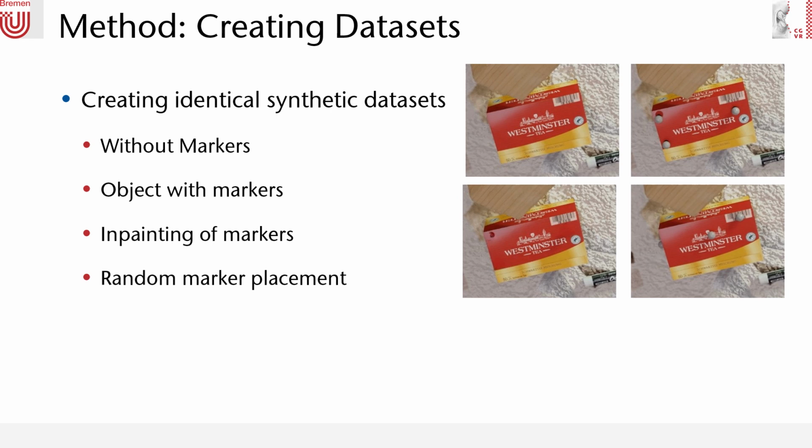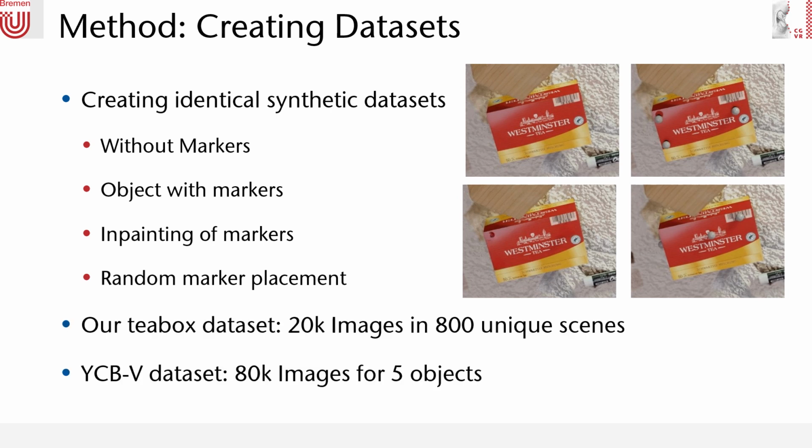In the third dataset, we use inpainting to remove markers from the images. You can see it on the bottom left. And in the fourth dataset, we randomly place markers on the object in order to reduce spatial learning of marker positions. We create datasets for two different objects. First, our T-box dataset, which you can see in the images above, where we have 20,000 images in 800 unique scenes. And then the popular YCB-Video dataset, where we created 80,000 synthetic images for a subset of 5 objects.